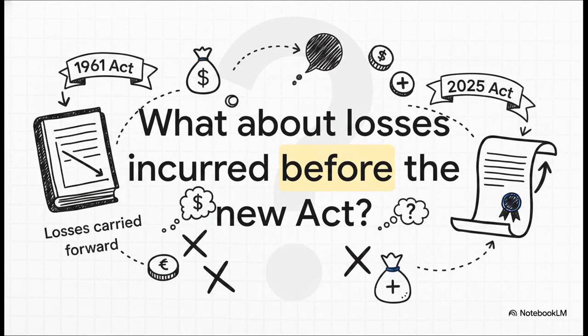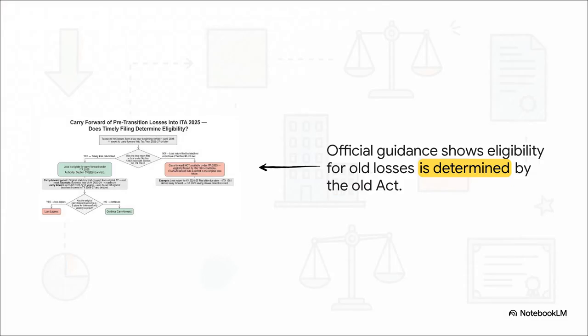This brings up a really important question that I'm sure is on many of your minds. What happens to the losses you've already been carrying forward from previous years under the old 1961 Act? Are they still valid? Can you still use them? It's a critical point, so let's clear it up. This flowchart, which comes straight from the official guidance, lays it out perfectly.